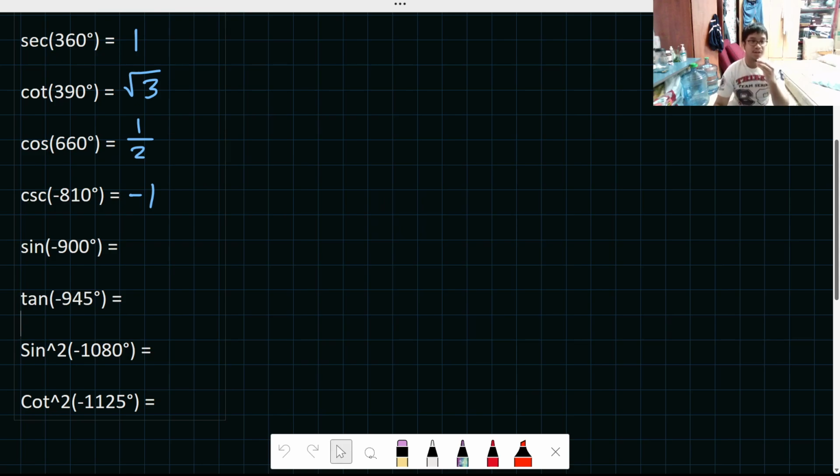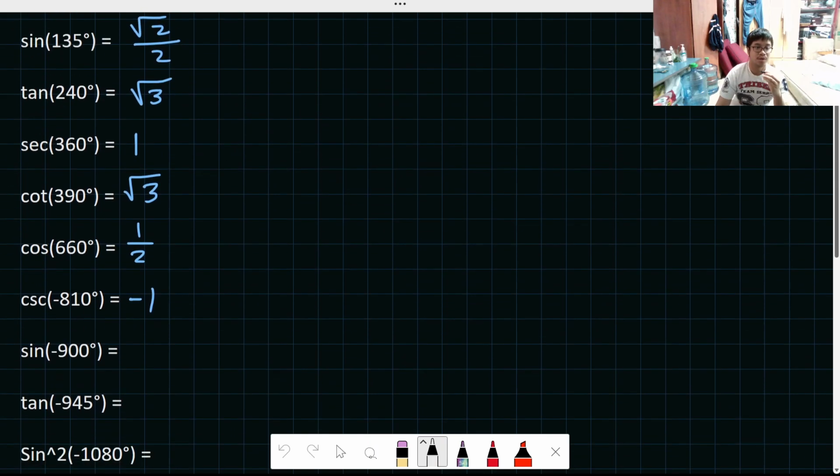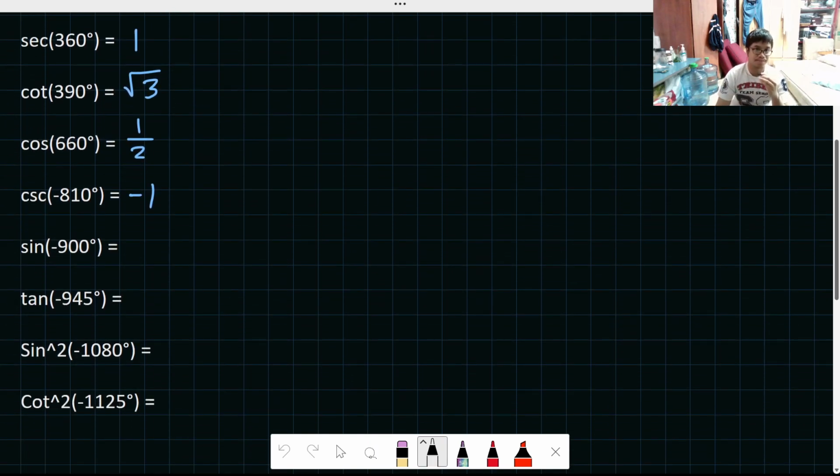So let's solve sine of negative 900 degrees. Oh, by the way, guys, remember that this is the continuation of our last part. That means the explanation and the methods that I will be using were already explained by me in the first part of this test. So if you still have no idea how I solve these problems, I suggest you watch that first part before we continue this part.